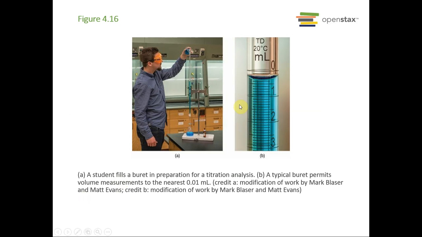So here's a man filling a burette with something bluish so that you can see it. And this shows how one measures the burette. A student fills a burette in preparation for a titration analysis. A typical burette permits volume measurements to the nearest 0.01 milliliters. So you see the gradations, this is 1 milliliter. The gradations are in tenths of milliliters, and you can read between the lines to get at something that's in the hundredths of milliliters.